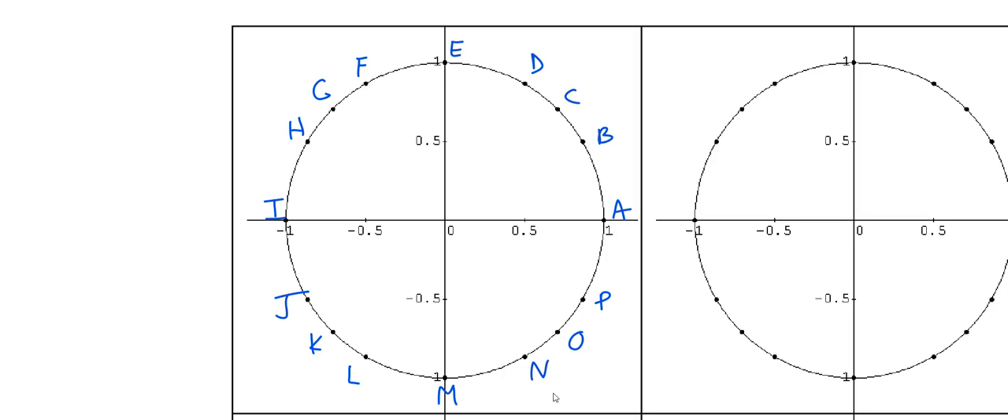Three pi over 2. Count around the circle in increments of pi over 2 if you need to. 3 pi over 2.